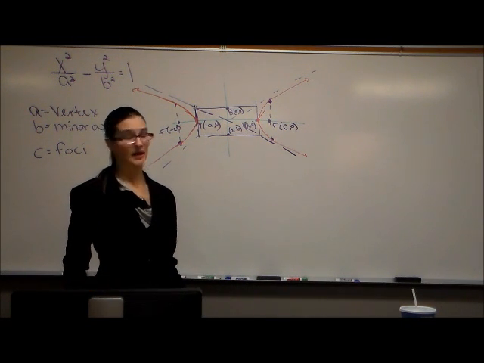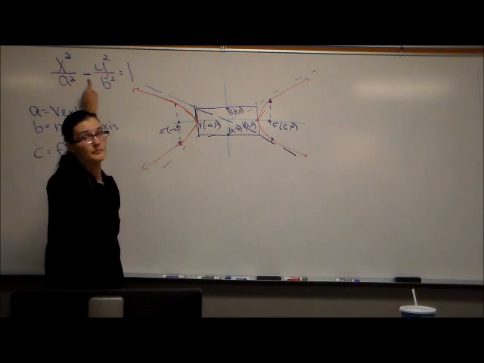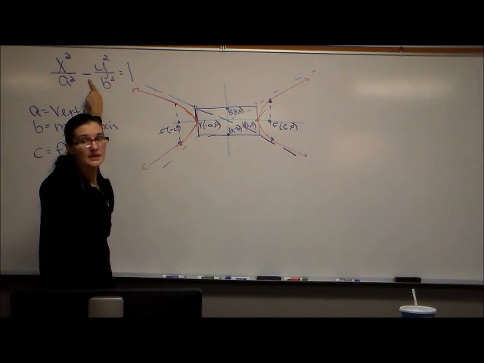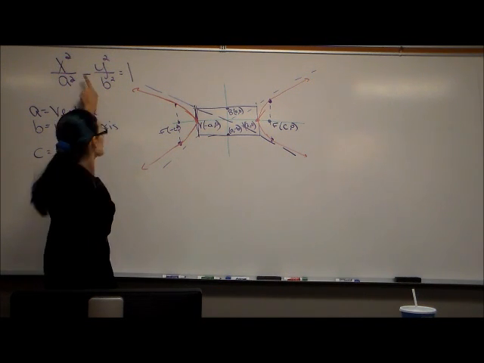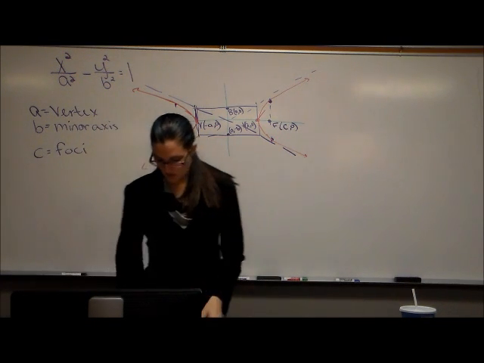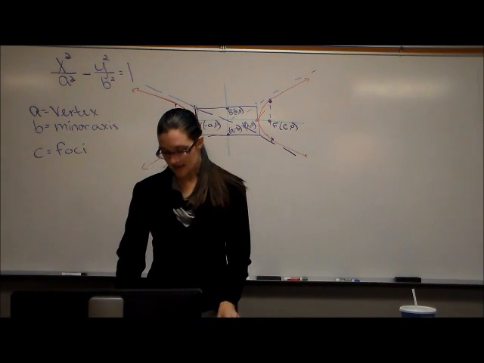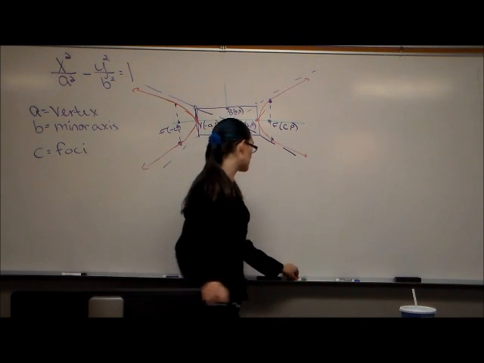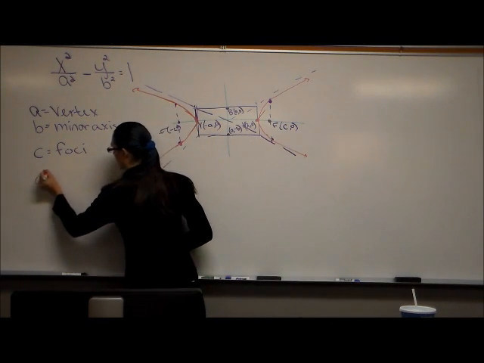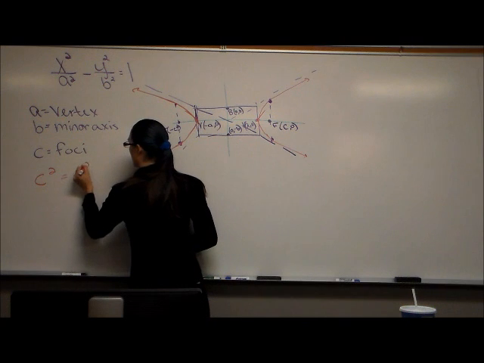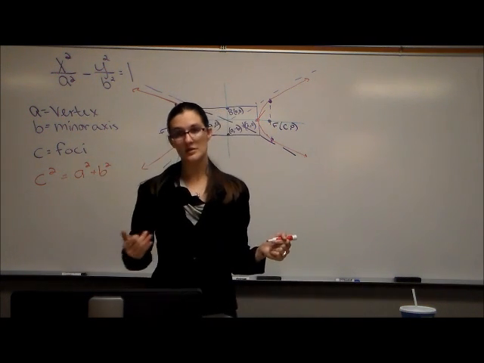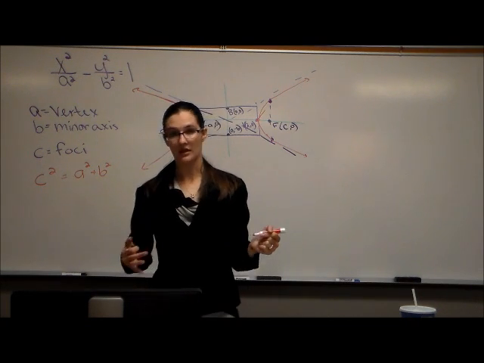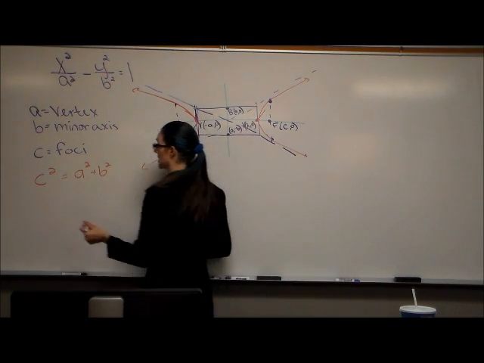An easier way to remember that is the sign. If it's a plus sign, it's an ellipse. If it's a minus sign, it's a hyperbola. So your sign is going to be the easier way. The most important thing in that paragraph is C squared equals A squared plus B squared. You need to know that. Remember in the last section, it was C squared equals A squared minus B squared. So here it's a plus.